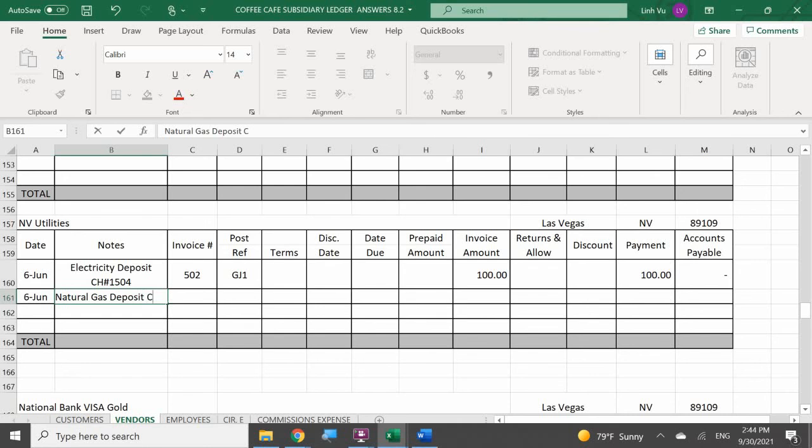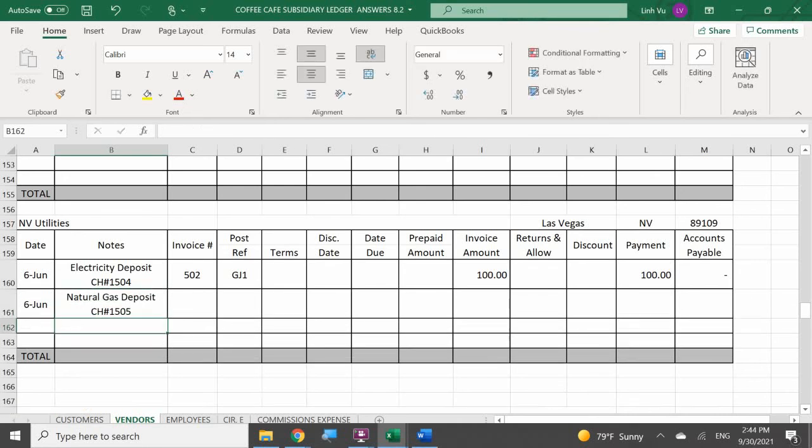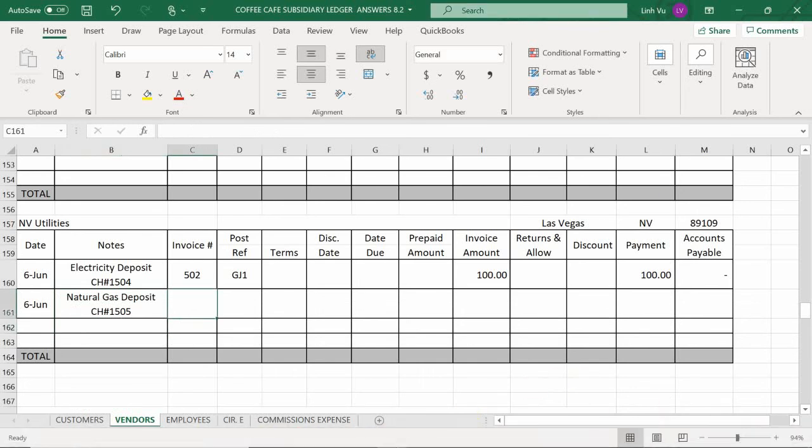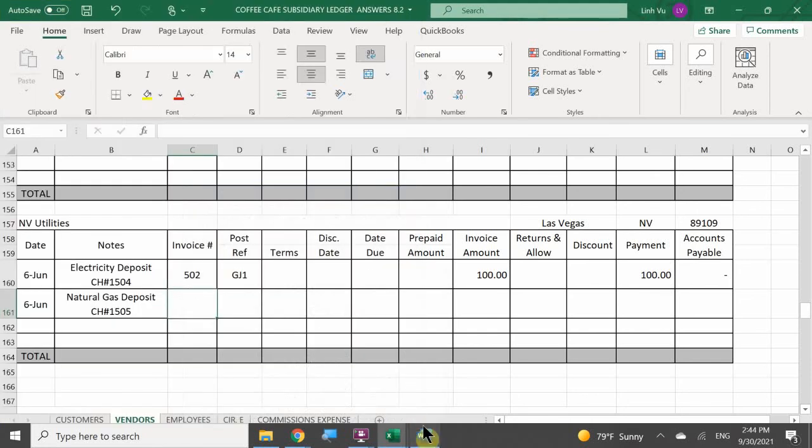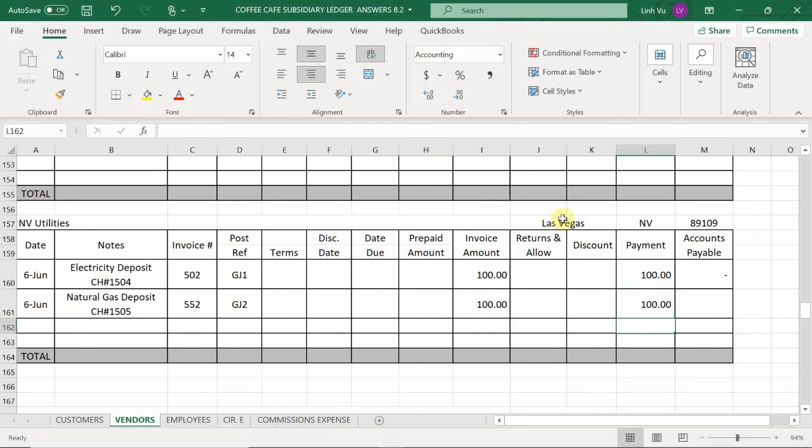And again, this is check number 1505. All right. This is now invoice number 552. Okay. This time, general journal number 2. And again, the invoice here was $100, right? They told you you need to pay me $100. And did we make a payment? Yes, we did. Okay. So the same formula is going to apply here.